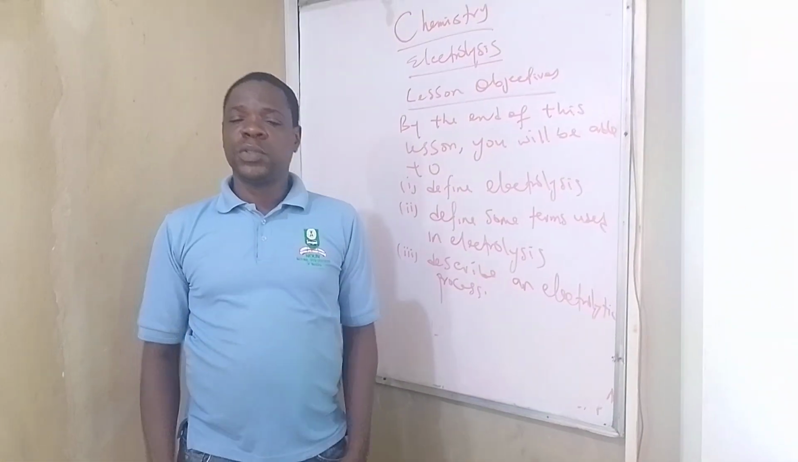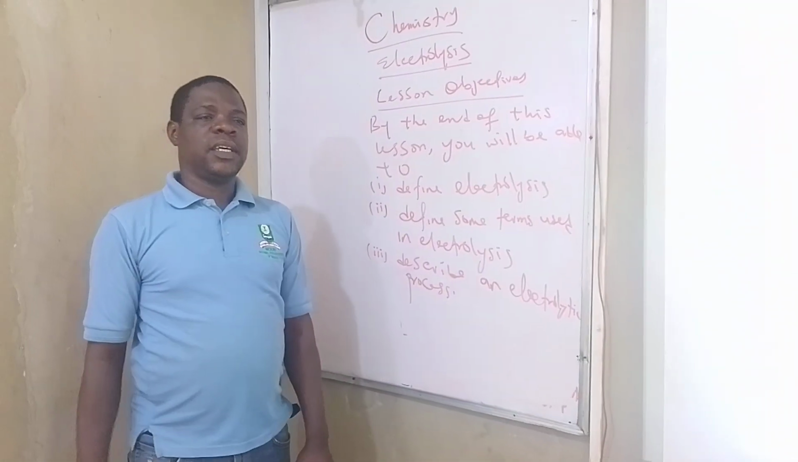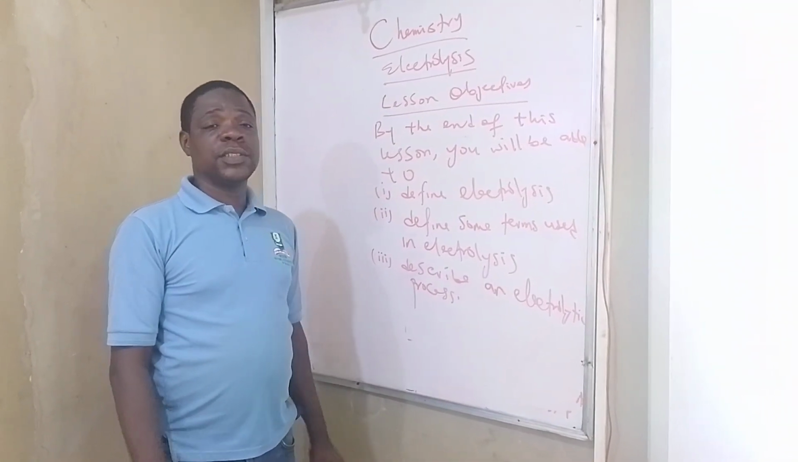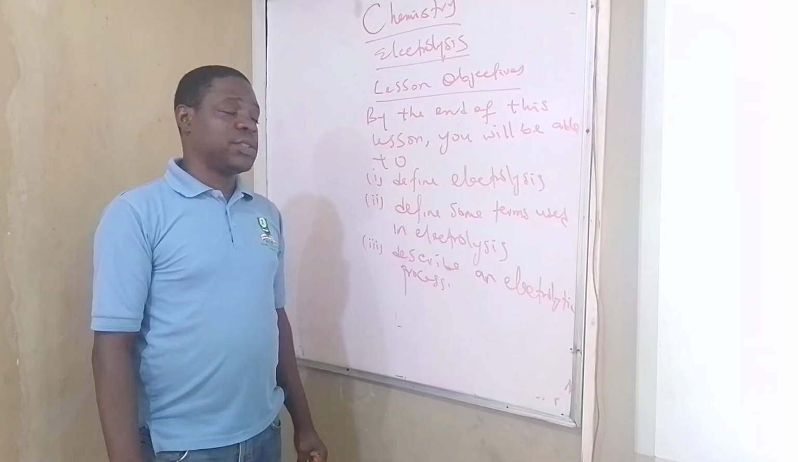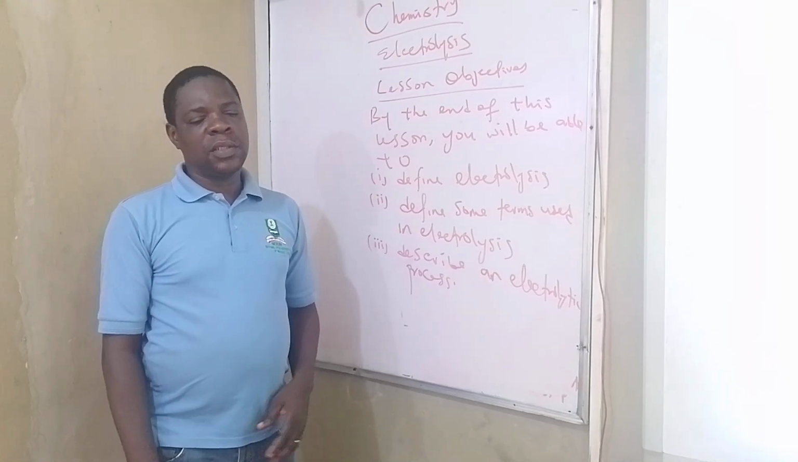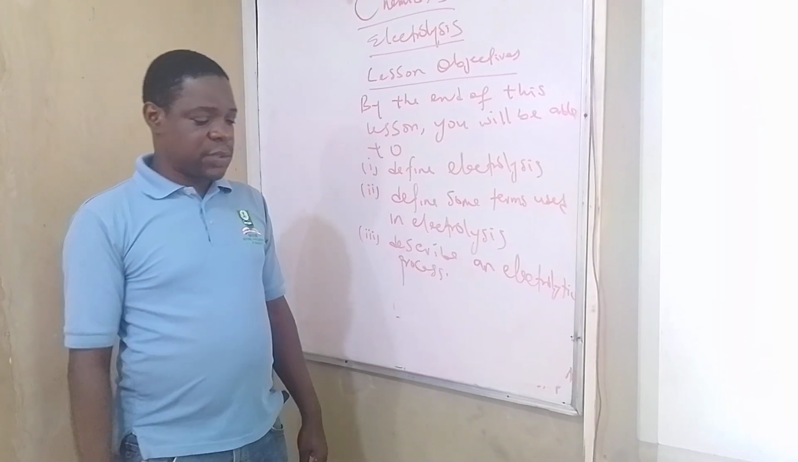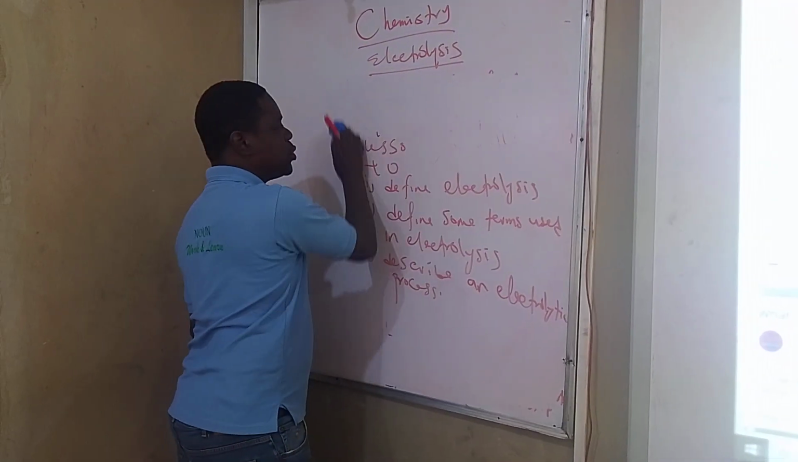So by the time we are done with this lesson, you'll be able to define what an electrolysis is. You'll be able to define some terms that we use in electrolysis. Three, you'll be able to describe the process of electrolysis. Now I'm going to start straight away without much ado.